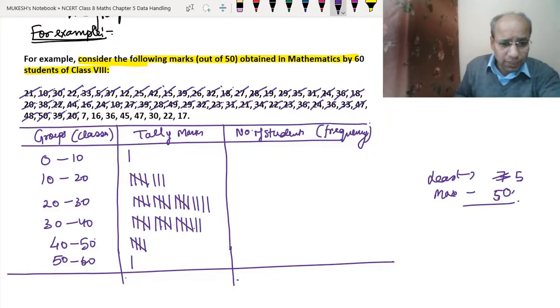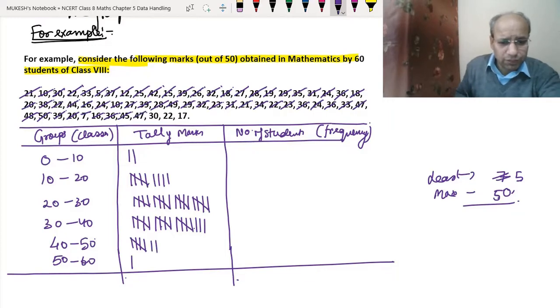20 will come here, not here. It will come here. Okay. So we will make the block here. 7 will come between 0 and 10. 16 will come between 10 and 20. 36 will come between 30 and 40. 45 will come between 40 and 50.